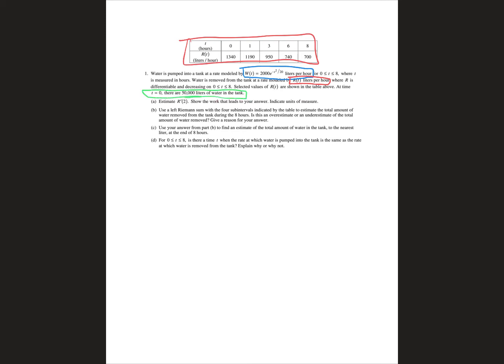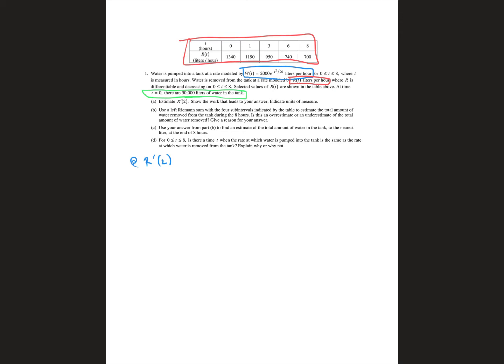So keep in mind, again, when we're talking about the total amount of water in the tank, which we'll get to later, it's starting amount plus amount of water added minus amount of water taken away. So let's look at part A. Part A says to estimate R prime. So if I wanted to estimate a derivative, keep in mind R prime is the one we have a table of. So I can't tell what the slope is exactly at 2 because I don't have an equation.